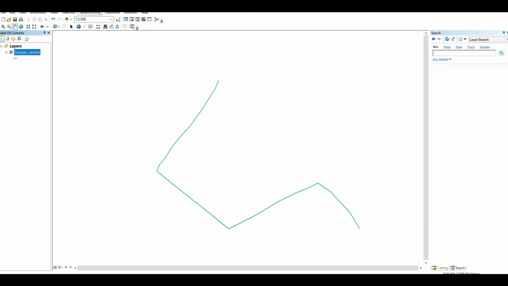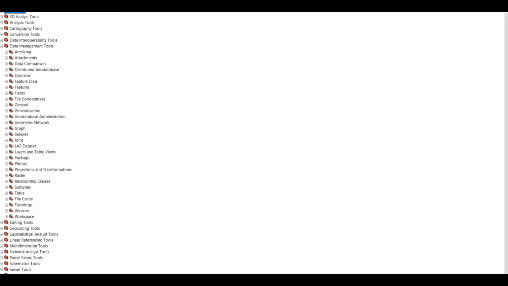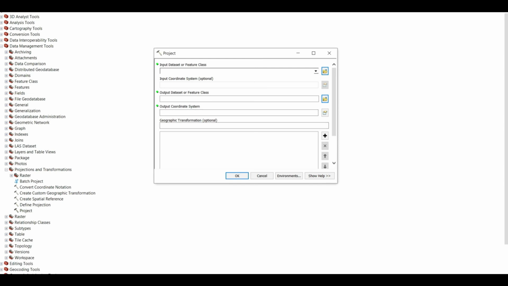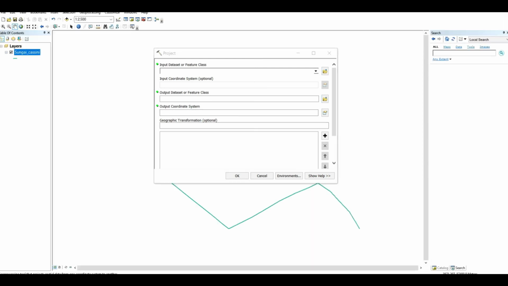and go to Geoprocessing, ArcToolbox, Data Management Tools, and you search for Projections and Transformations. Click Project, and double click on Project. Okay, so here we see the input data, input coordinate, output data, output coordinate.